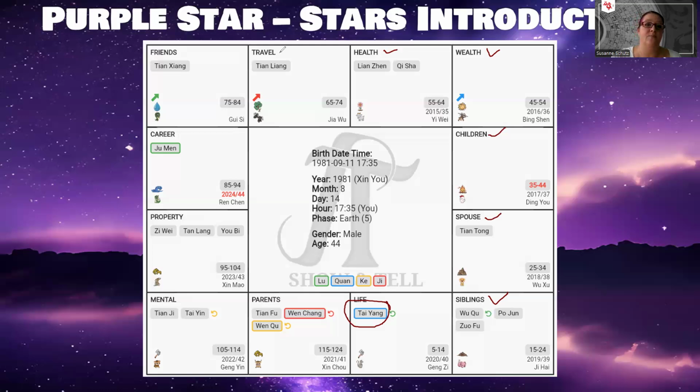Now, if you have the Taiyang star in the travel palace, again, you are likely to meet with a lot of help, a lot of generous people when you are traveling. Usually you are surrounded by people who are very kind, very warm. You feel welcome wherever you go. This is again a very nice star to have.